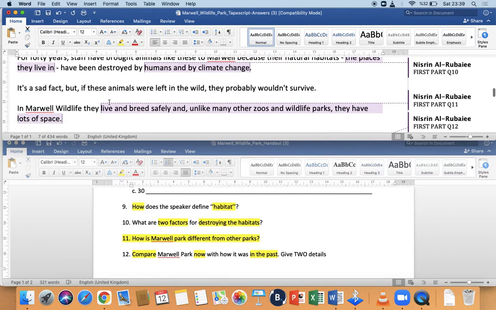Next question, how is Marwell Park different from other parks? Here we have 2 options. The first one, live and breed safely. This is one possibility. And next one, they have lots of space. If you write just one of them, that's enough for this question.